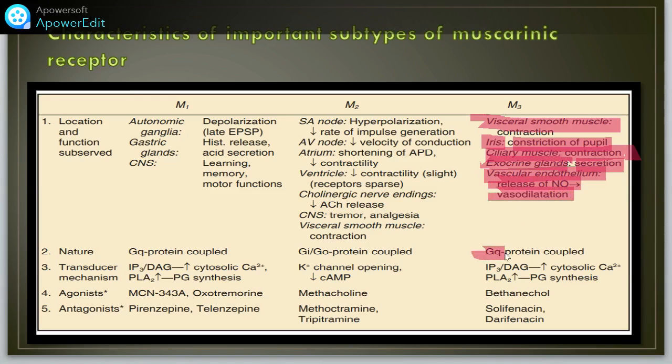The nature is Gq protein coupled. Transducer mechanism: IP3 and DAG, increases cytosolic calcium, and phospholipase A2, which increases PG synthesis. Agonist of M3 is bethanechol, and antagonists of M3 receptor are solifenacin and darifenacin.